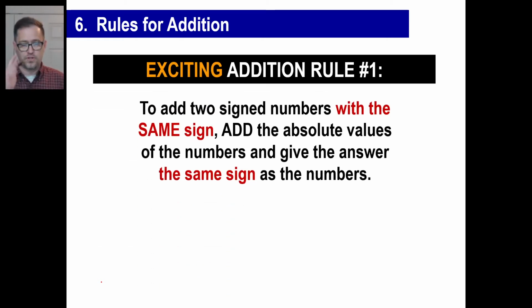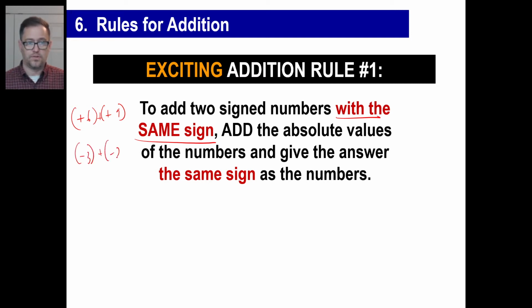Here are the actual rules for addition. You don't have to write this down, but make sure you know it. There are two of these, and here's how they work. If you add two signed numbers with the same sign, in other words, you're adding 6 and 9, or -3 plus -2, you add the absolute values of the numbers and give the answer the same sign as the numbers. Remember what absolute value is, right? How far away it is from 0. So if they have the same sign, mentally you add the absolute values, and the answer has the same sign as those two. That's it.